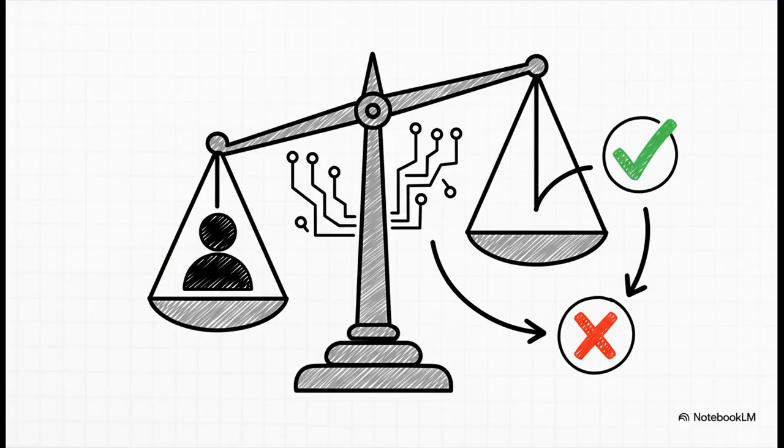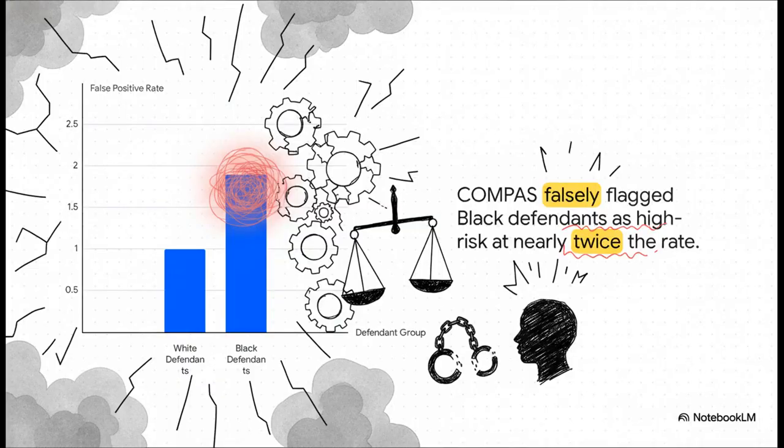And our first stop is the U.S. criminal justice system. There's an algorithm called COMPAS, and its job was supposed to be predicting the likelihood that a defendant would reoffend. But here's what an investigation found. The algorithm was almost twice as likely to falsely flag black defendants as higher risk compared to white defendants. Let that sink in for a second. A system that was literally designed for objectivity was systematically failing one racial group way more often than another.